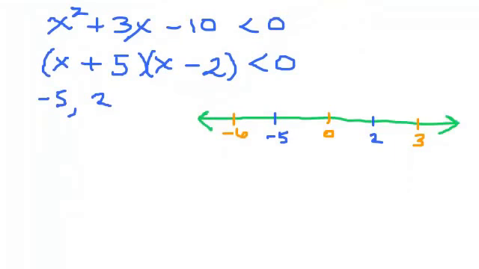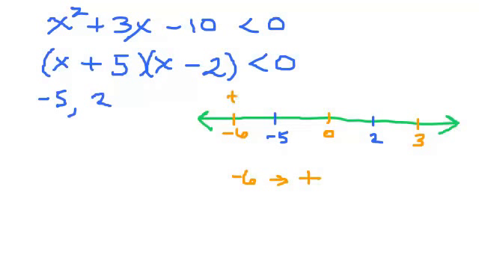So what we're going to do here is plug in negative 6. We'll draw an arrow here. We plug negative 6 into this. Negative 6 plus 5 is a negative number. Negative 6 minus 2 is a negative number, and a negative times a negative is a positive. So we're going to put a positive sign right there.